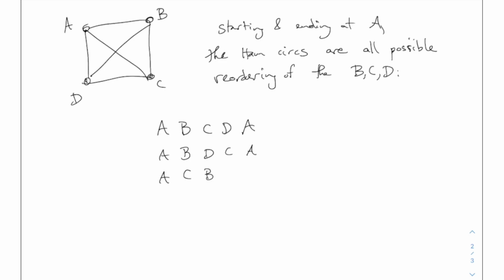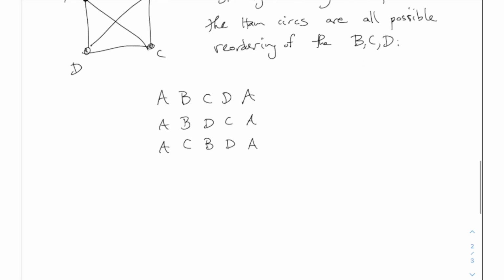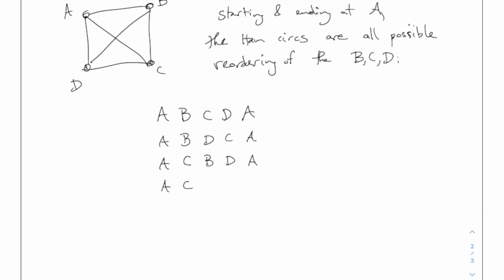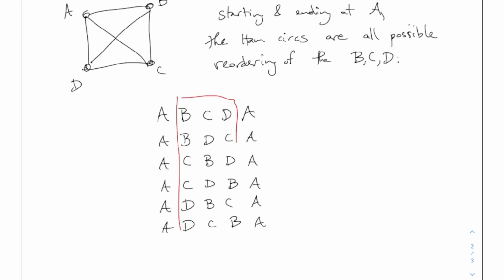I'm trying to write them all down in some sensible way. A, C, D, B, A. Right, first I wrote the 2 which begin with B in the second position. Then I wrote the 2 which begin with C. And now I could write the 2 which have a D there. A, D, B, C, A, or A, D, C, B, A. All right? There's 6 of them. These are all the possible Hamilton circuits in that graph. There are 6 of them. And what I did was I keep the A on the outside, but each one of these is obtained by rearranging those 3 other letters in some other order. All right?